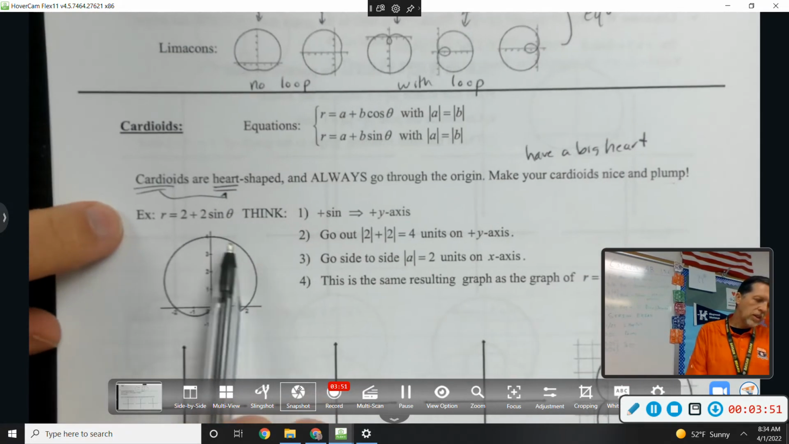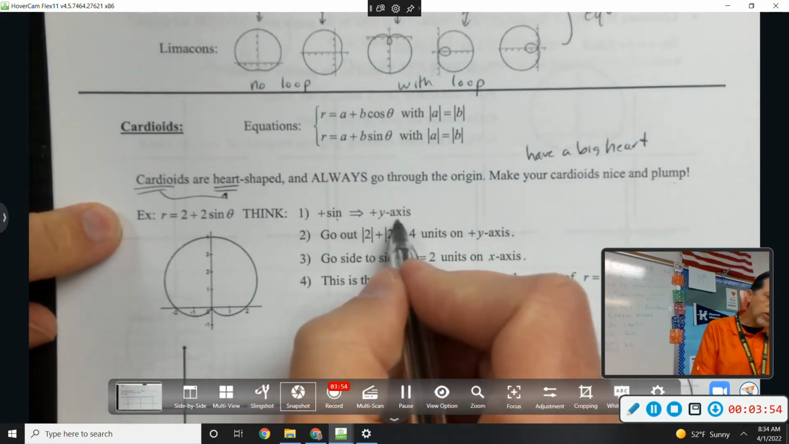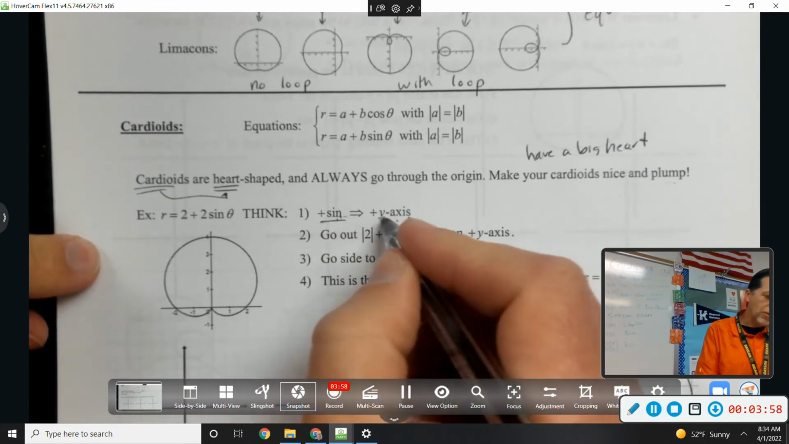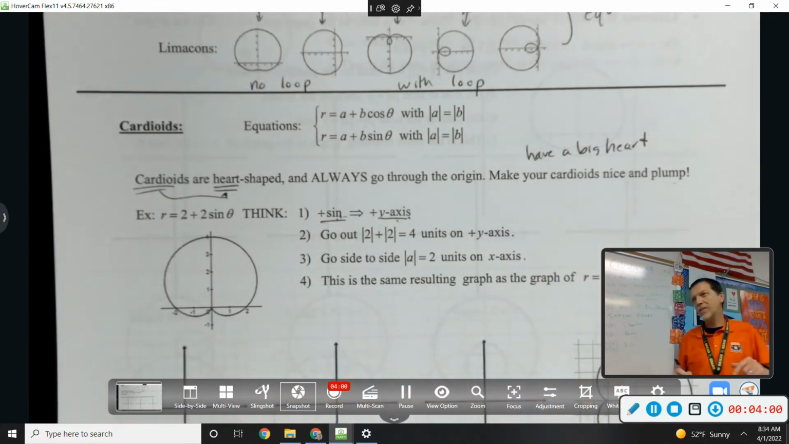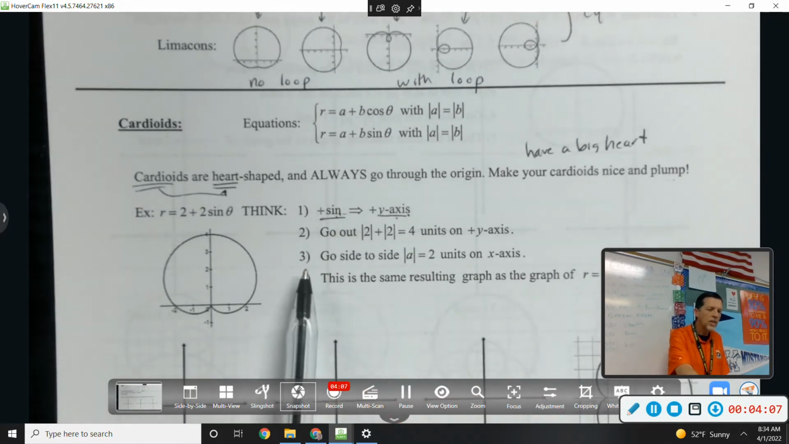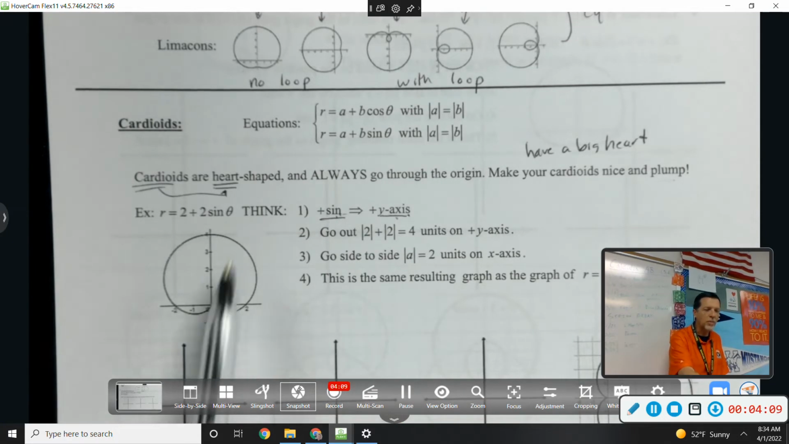First example. Sine goes with the y-axis. We've said that several days in a row now, or actually months in a row, right? Even all the way back to the unit circle. The sine of an angle is the y-coordinate. Sine goes with y. So you kind of get the basic shape of it. It's up and down.